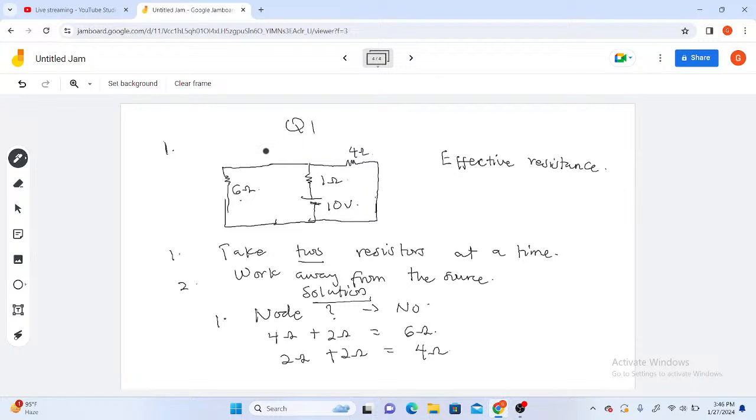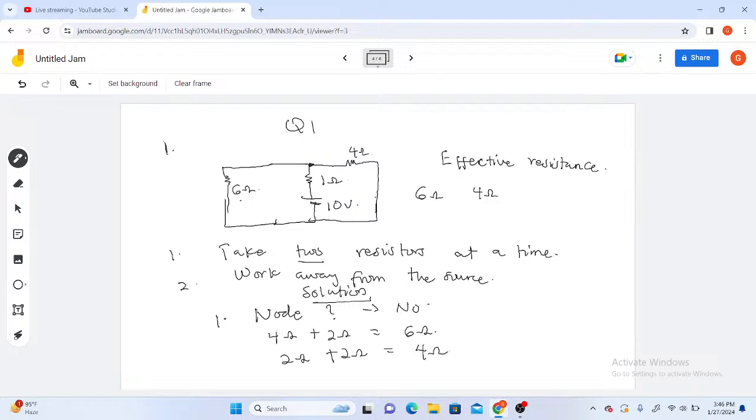With this arrangement, we still consider resistors away from the source, and remember, we take 2 resistors at a time. So I have a 6 ohm resistor here, and I have a 4 ohm resistor here. They are the 2 resistors away from the source, and they will be considered first. So I have 6 ohm, then 4 ohm. Are they parallel or series?